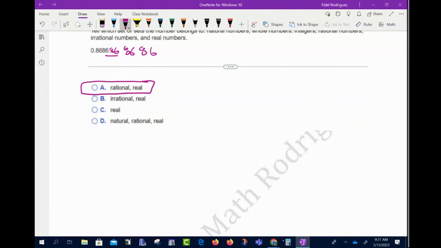Now, I want to make sure everybody's okay with why it's not a natural number. Remember, that's a decimal, right? Natural numbers are 1, 2, 3, 4. They call them the counting numbers a lot of times.